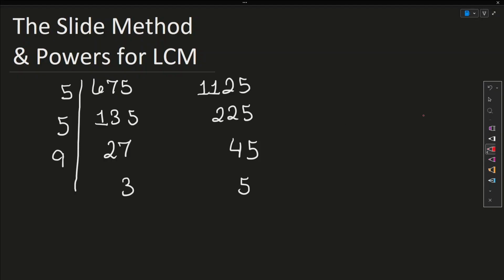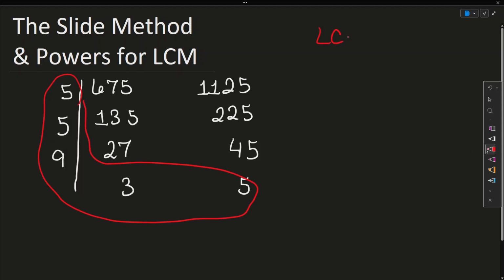So for the LCM, we multiply the first column and our bottom row. So our LCM, we have 5 times 5 times 9 times 3 times 5, which is 3,375. So the LCM of 675 and 1,125 will be 3,375.